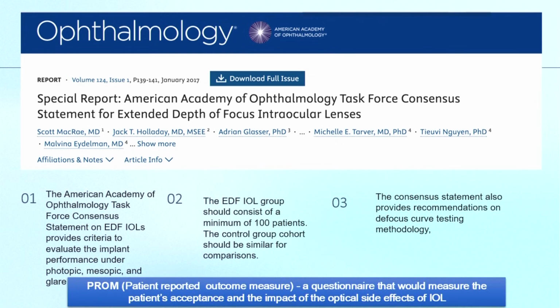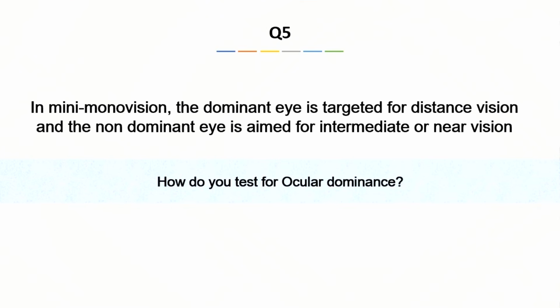And this PROM, which I told you about, is a questionnaire that is a patient reported outcome measure, which measures the patient's acceptance and impact of the optical side effects of the IOL.